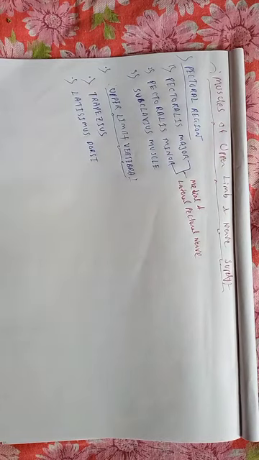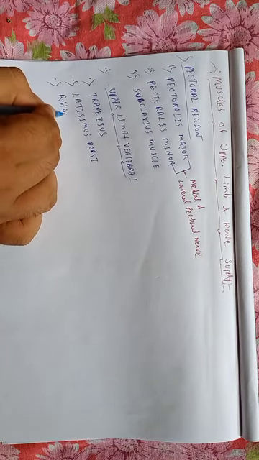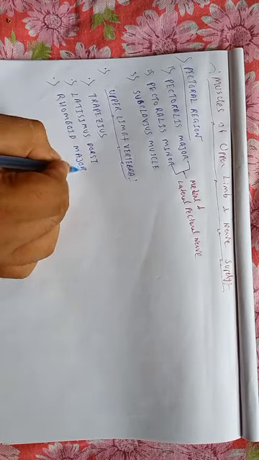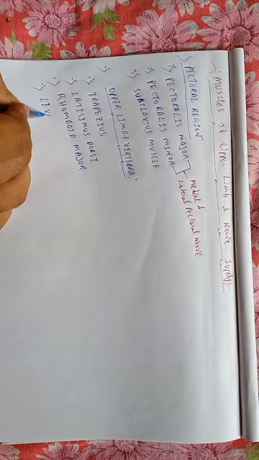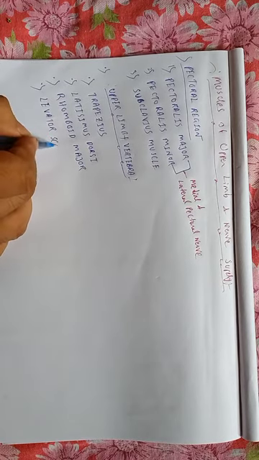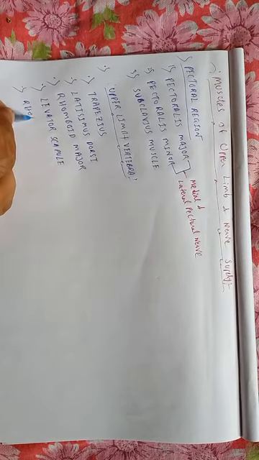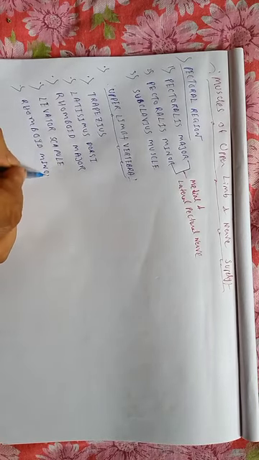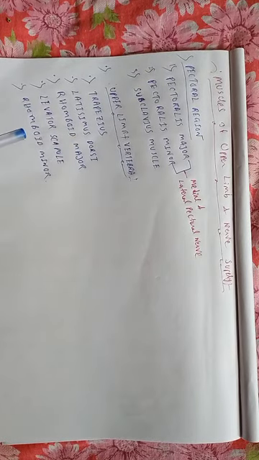Then we have the rhomboid major, in the scapular region, of course. Then we have the levator scapulae. Then we have the rhomboid minor muscle also. Now we have to know how many muscles are here: 1, 2, 3, 4, 5. In this region we have basically five main muscles.